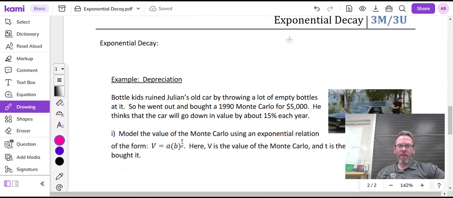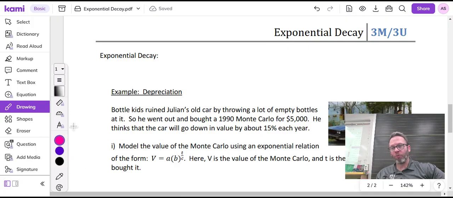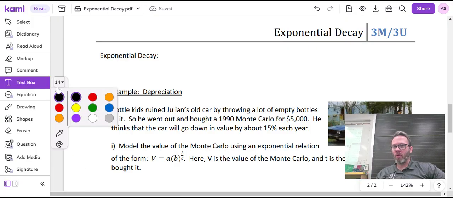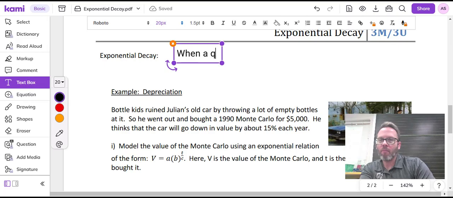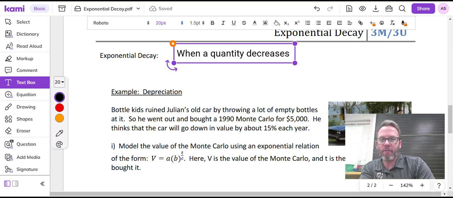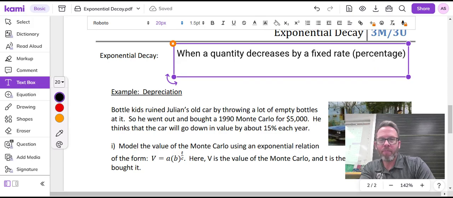All right, so yesterday we did a couple examples of applications of exponential growth, and today we're just doing the same thing, but with exponential decay. So I'm just going to define what exponential decay is. It's when a quantity decreases by a fixed rate, even in brackets or like percentage, over time.